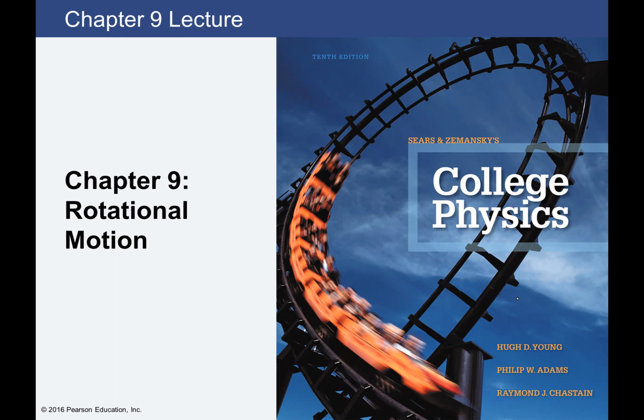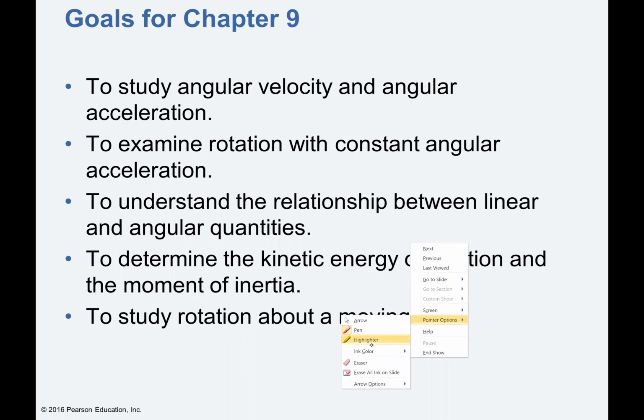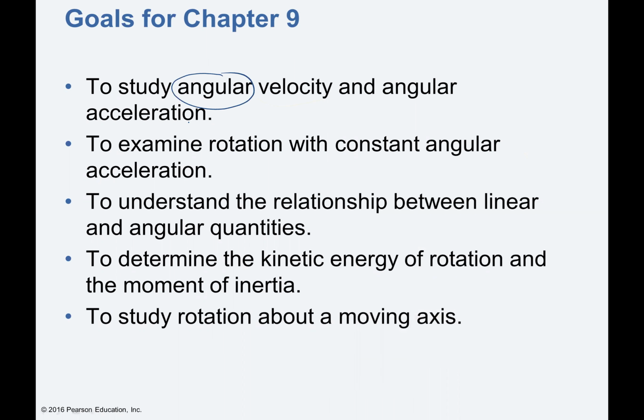All right, so this chapter gives us an introduction to rotational motion. So we're going to study angular velocity and angular acceleration. The key here is, you already know about velocity and acceleration, but here we are looking at angular velocity and angular acceleration. That means those are not the same velocity and acceleration we studied before. Those you can call linear velocity and acceleration. So these ones are angular velocity and angular acceleration, and those are mostly used for rotating systems.